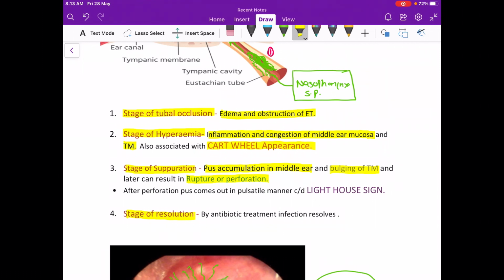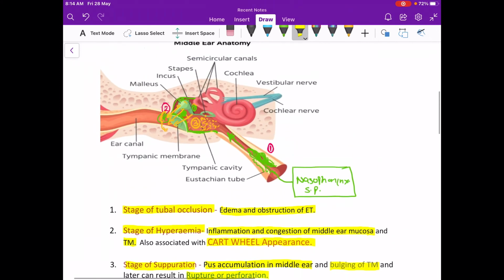The main sign in this stage is the lighthouse sign. As there is pus accumulation in this part, it starts to leak out and goes to the external ear, and we see the pulsatile release of pus from the ear. This is called pulsatile otorrhea.